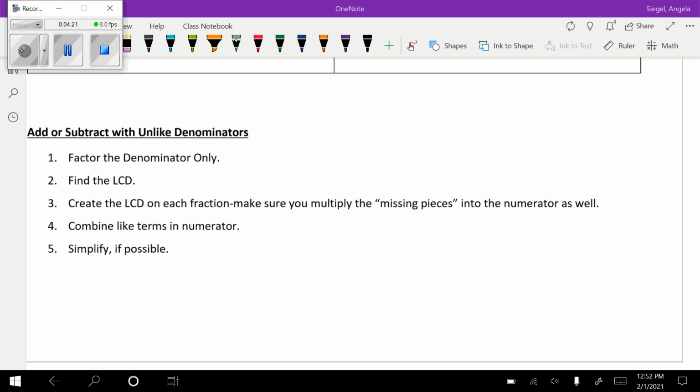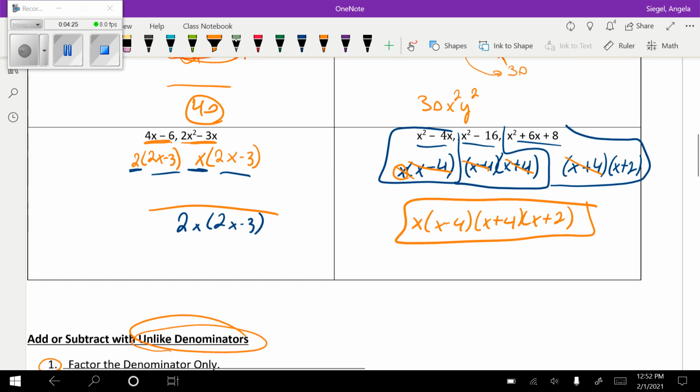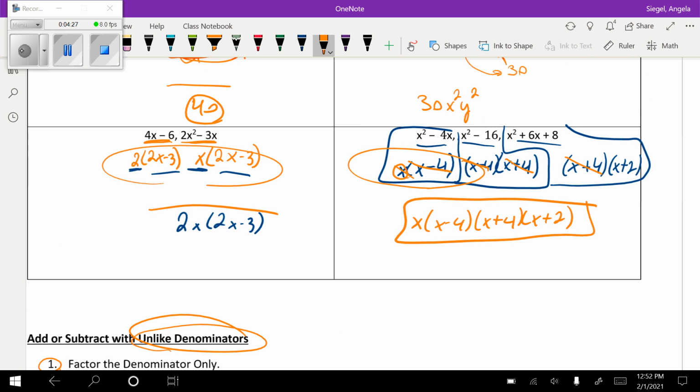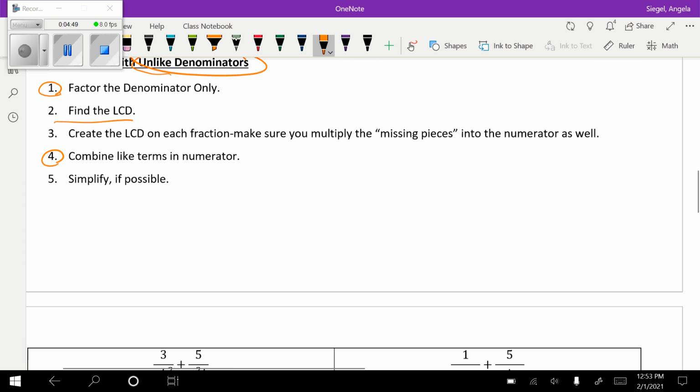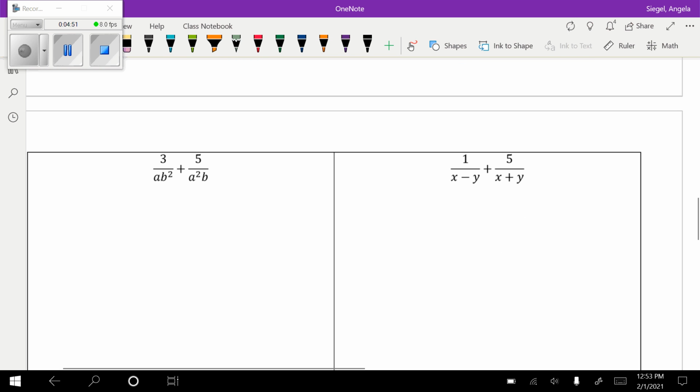Okay, so when you are adding or subtracting with unlike denominators, the first thing you're going to do is factor, just like what we did here and here. That's the first thing that we need to do. And then we need to find the LCD, just like we did. And then we are going to build it up so that the numerator is going to give us the denominator that we need. So that fraction makes sense. And then we're going to combine like terms, just like we did in the last lesson, and then simplify if possible. So let's go here.